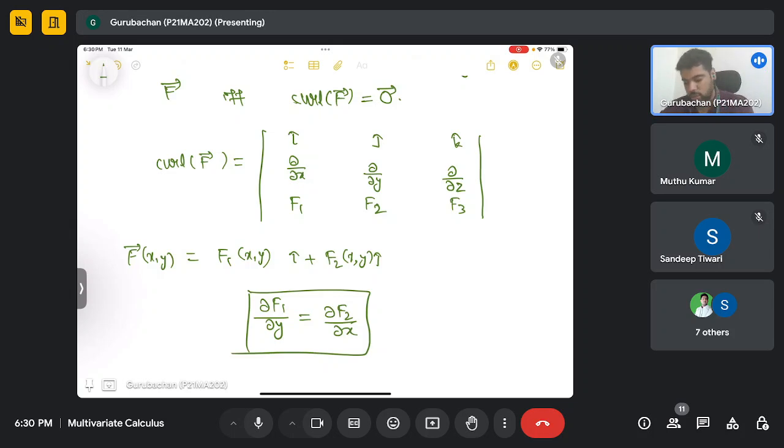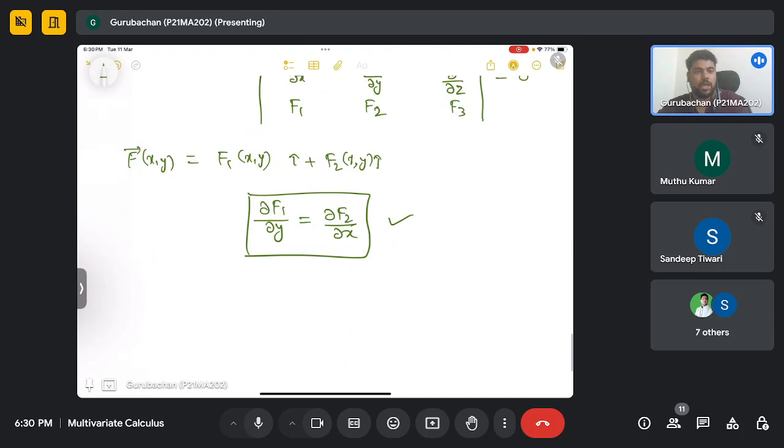Since it is going to 0, I am just reducing the condition to show that this equality holds, so that our field is conservative. So let us find out the curl of f for the first question and in fact for the second one also.